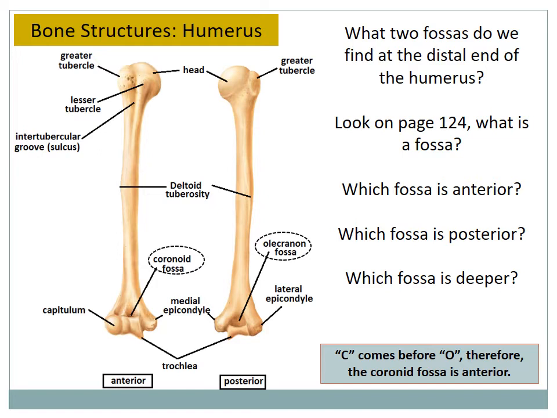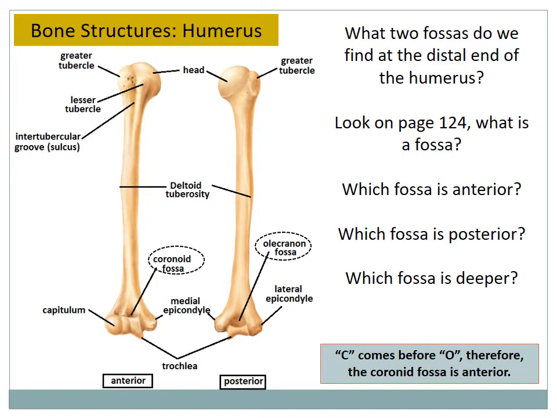Which fossa is anterior? Yep, the coronoid fossa is anterior. Which fossa is posterior? Yeah, that's the olecranon fossa. So we can see coronoid fossa is anterior, olecranon fossa is posterior. So which fossa is deeper? Yeah, the olecranon fossa is deeper.